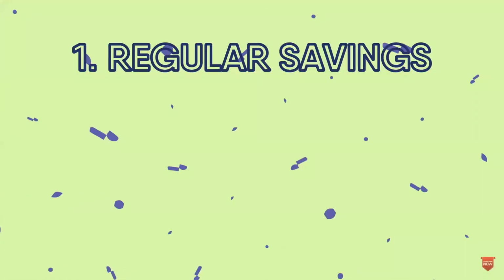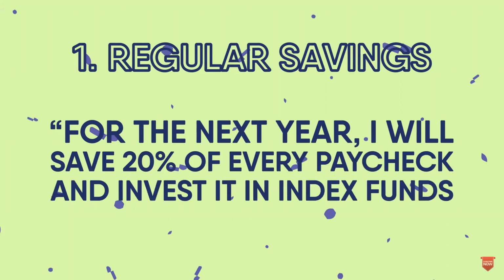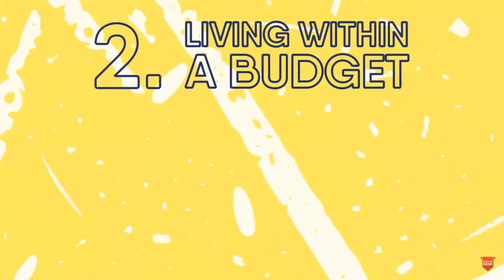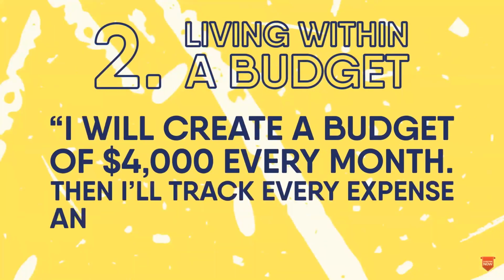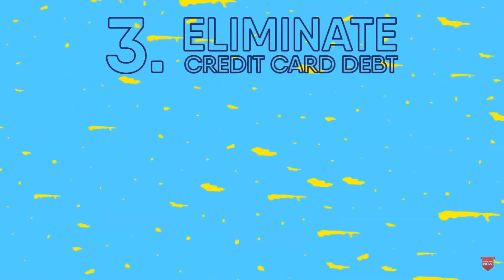1. Regular savings. For the next year, I will save 20% of every paycheck and invest it in index funds through my 401k. 2. Living within a budget. I will create a budget of $4,000 every month. Then I'll track every expense and make sure I'm spending less than this amount. 3.